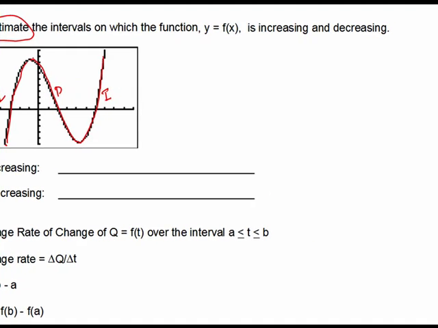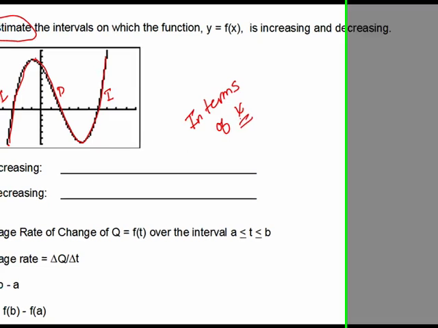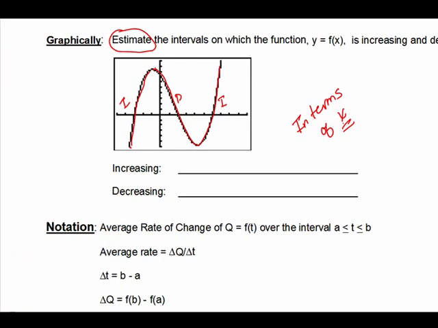And the way we write the answer, first of all, is we are only going to write our answer in terms of x. So we won't say from point to point. We will just say from an x value to another x value.